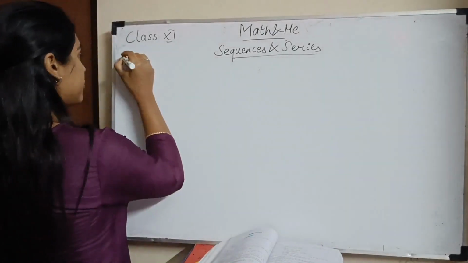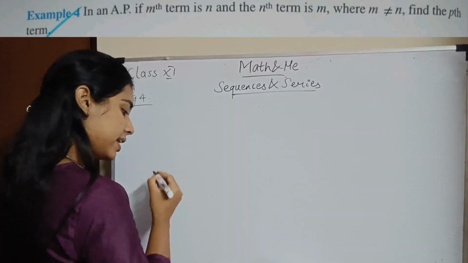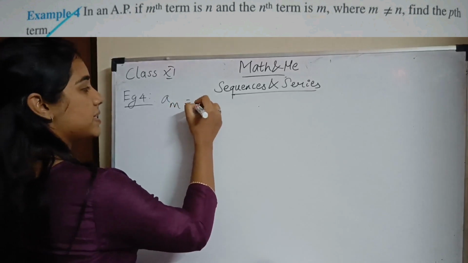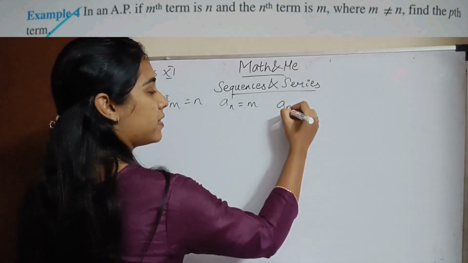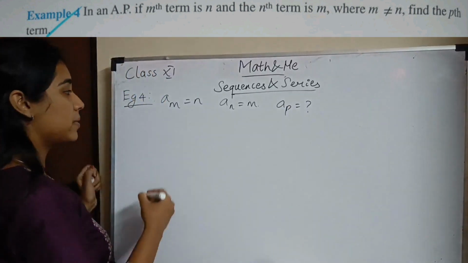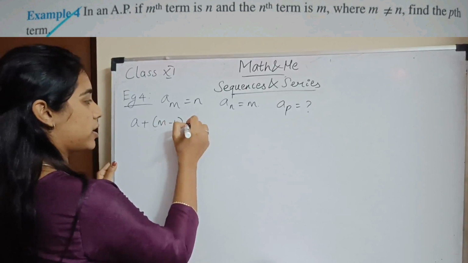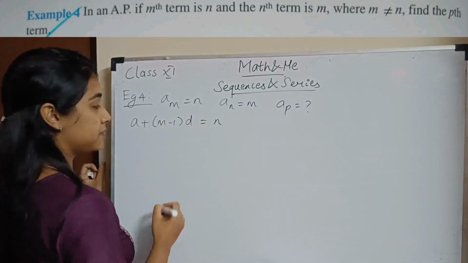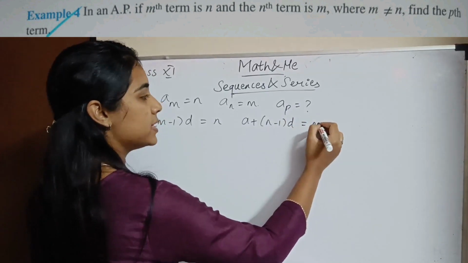So let us solve example 4. The question is: the mth term is n and the nth term is m. Find the pth term. For the mth term, how do you write it? a plus (m minus 1) into d equals n. Similarly, a plus (n minus 1) into d equals m.